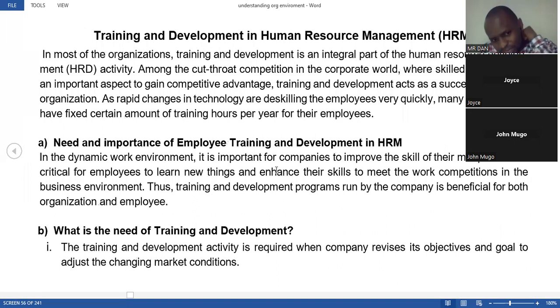So the other thing we also need to understand is the issue of training and development. Training is very critical in many organizations because it gives what is called continuous improvement. The moment you start training your employees, then it means you are creating another avenue for them to learn new things, learn new activities, and to ensure that they become better and better every day.